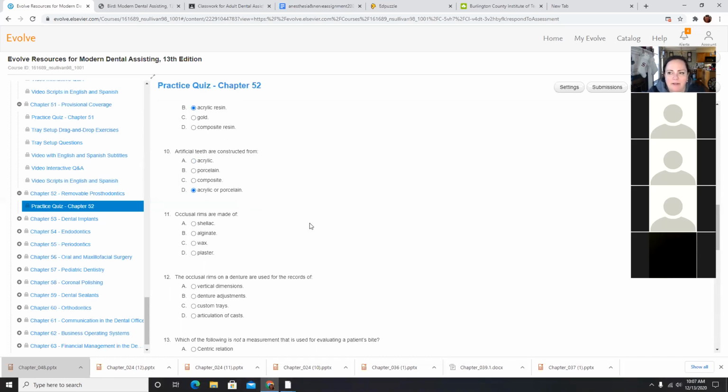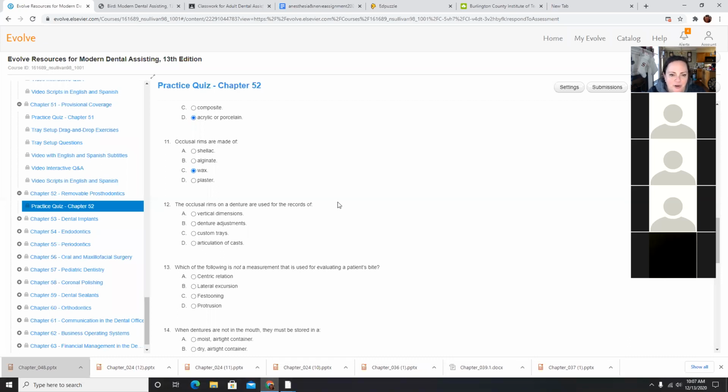All right. Occlusal rims are made of, this is the blank bite that we just talked about. Occlusal rims are the wax bite. The occlusal rims on a denture are used for the records of vertical dimensions. So you want to see where the teeth are going to sit. Okay, up and down. Like it's just a giant piece of wax. Have you guys ever seen it? Yes. Okay.